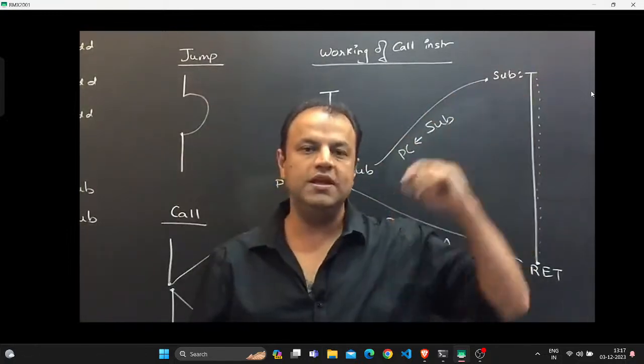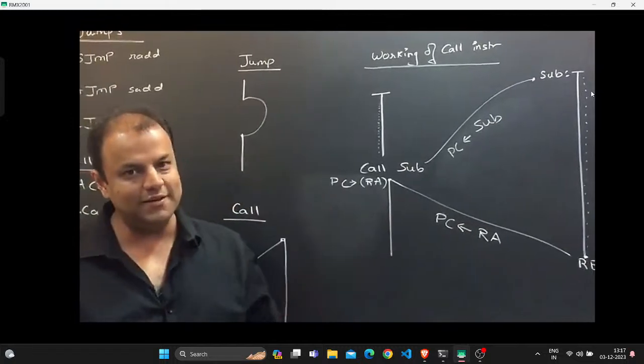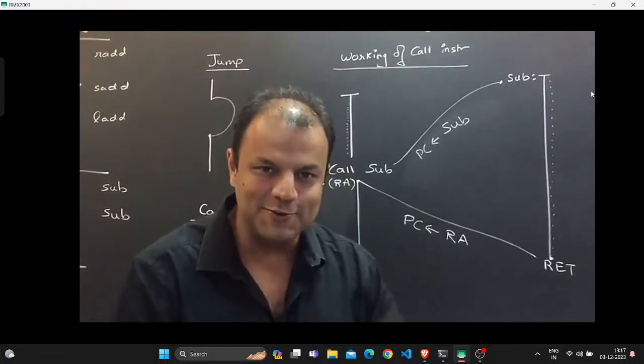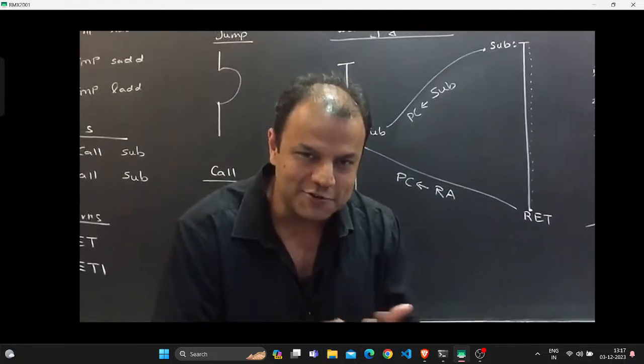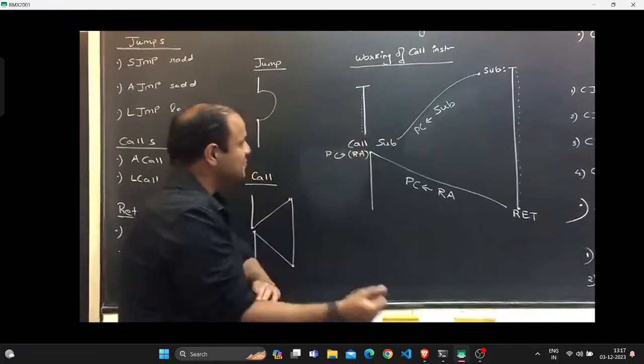To go to the subroutine, PC needs the subroutine address. To come back, PC needs the return address. Now for 1 minute, think you are 8051 and try to do this procedure. Immediately you will realize there is a problem, and the solution to that problem will make you understand this whole instruction. Come on, let's do it together.